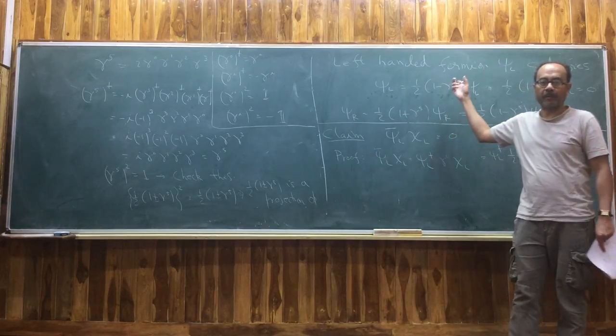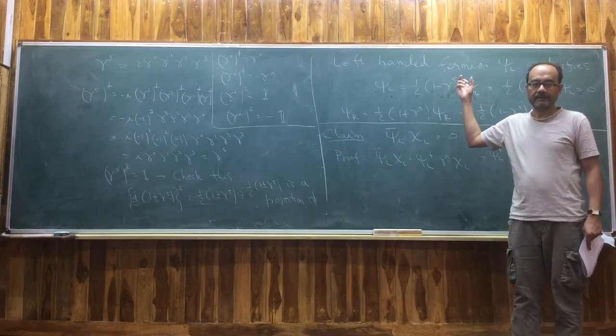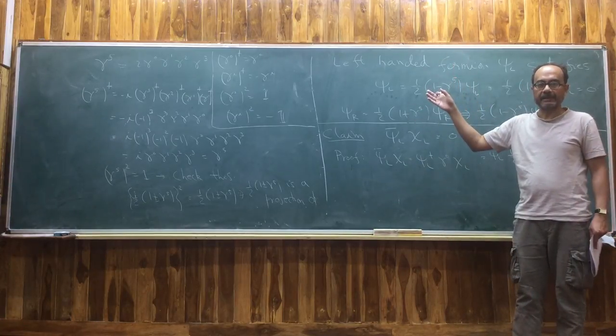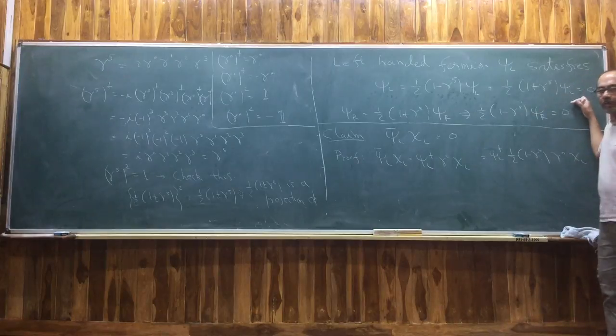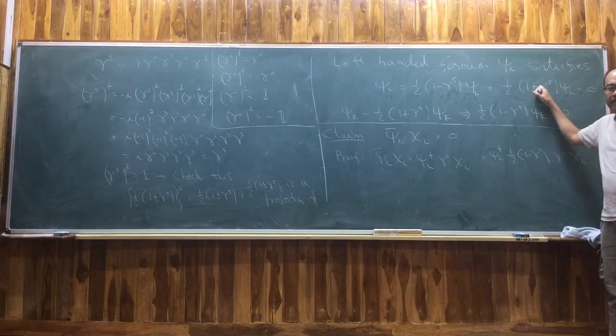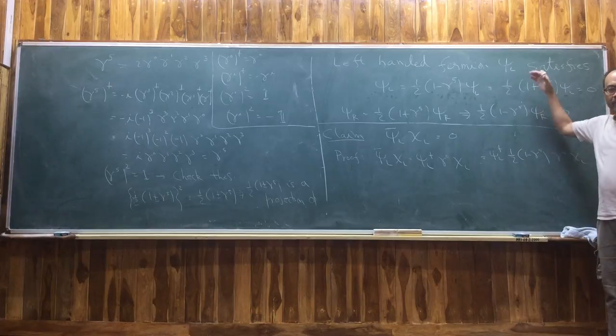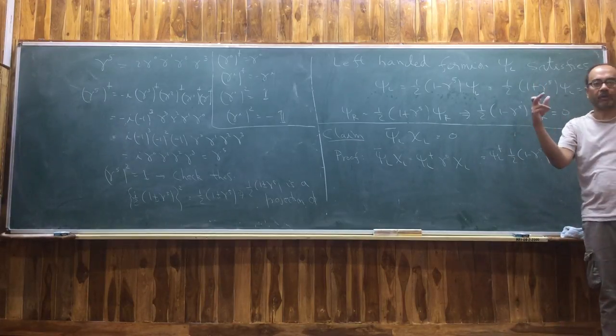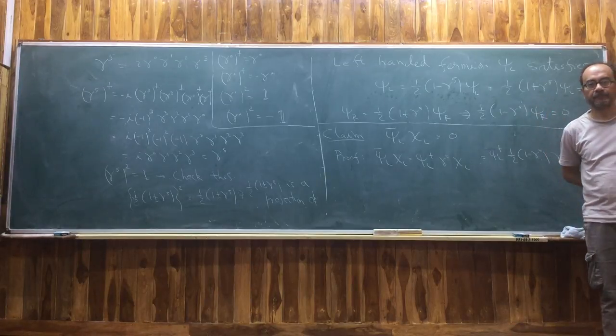Because this is a projection operator. It's a linear condition on the components, right? In this form, it's clear that you have a linear combination of these. So psi must be an eigenvector of half (1 plus gamma 5) with eigenvalue 0, right? So look at what the solutions are, and you find that there are two linear combinations of the coefficients which must vanish.